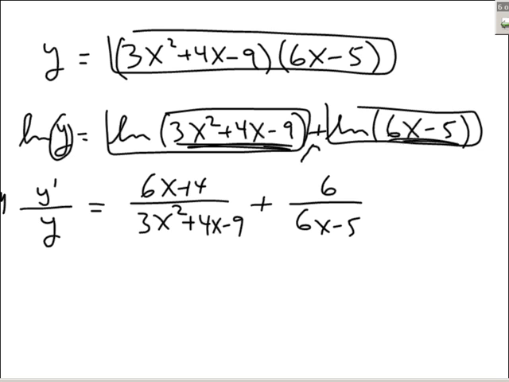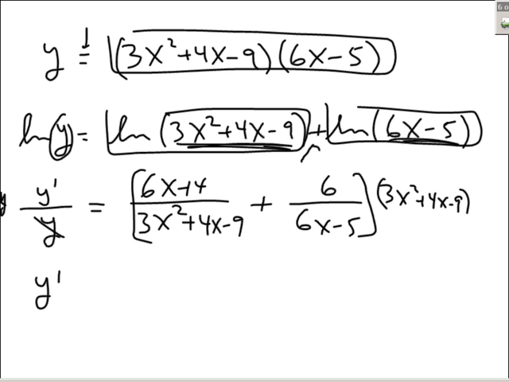So now I just multiply both sides by y. The left side will just give me y prime. The right side, well, another way of writing y is 3x squared plus 4x minus 9 times, I ran out of space, times 6x minus 5. And up to doing the algebra, there is your answer. No product rule, no anything.